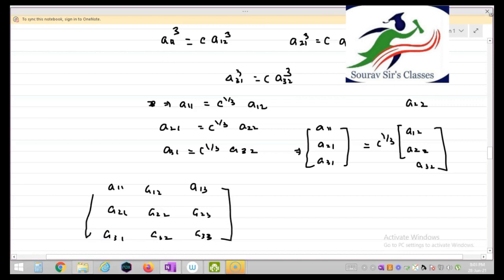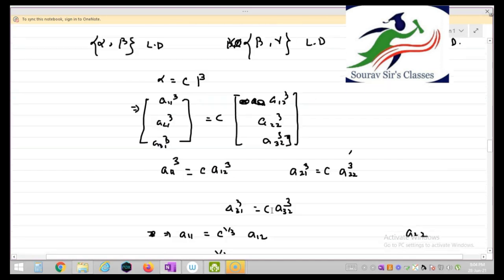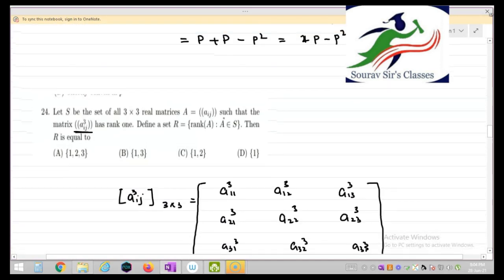It implies that the first two columns of A are linearly dependent. As its cube is linearly dependent, it implies these two columns are linearly dependent. Similarly, I can show that this column and this column are linearly dependent, and this column is linearly dependent, and hence there exists only one linearly independent column. So the rank of this matrix is 1. So I can say that the rank of A is 1 for all A belongs to S. So option D is our correct option. That's all about this question.